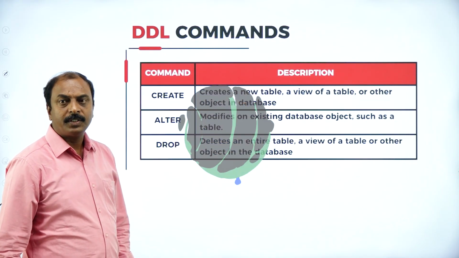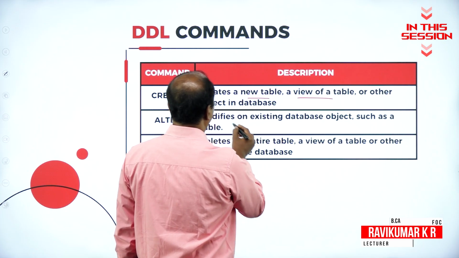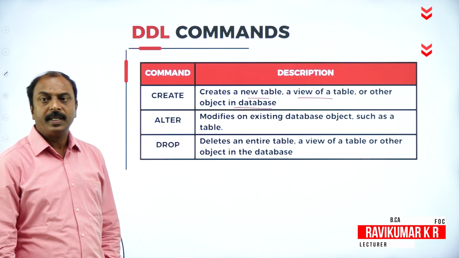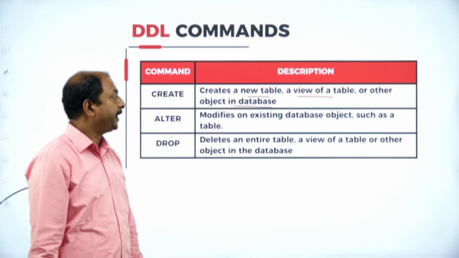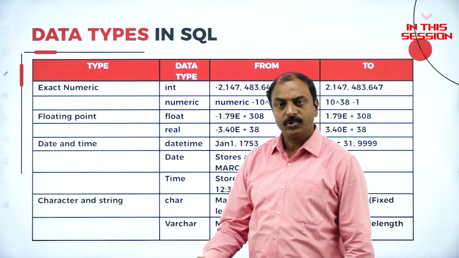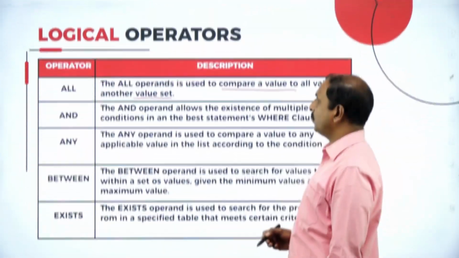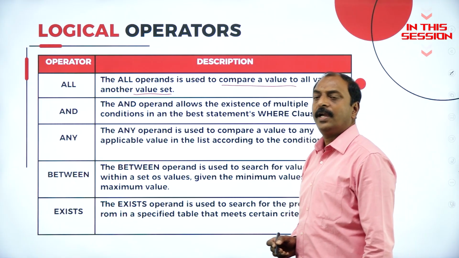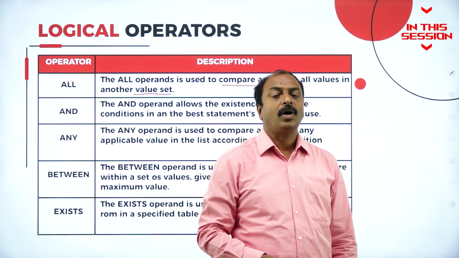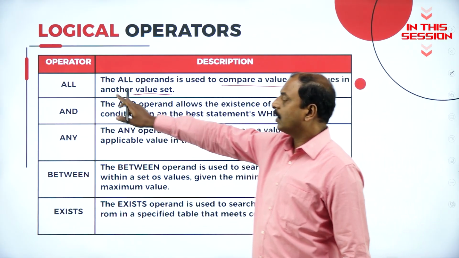This create command is used to create a new table or a view of a table or objects in a table. So database object, a table is one of the database objects. Data types in other languages like C and C++. Here also we do have different data types of SQL. So here we are going to check for one particular value with other set of all the values in that particular set. So this is all operators.